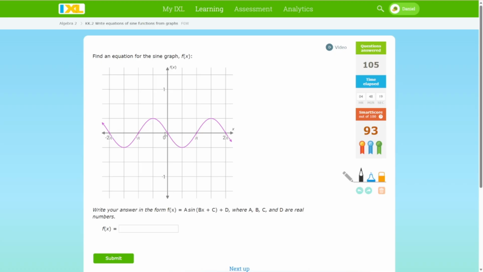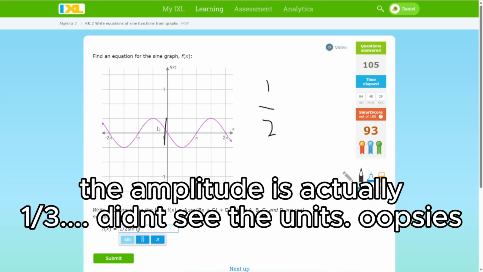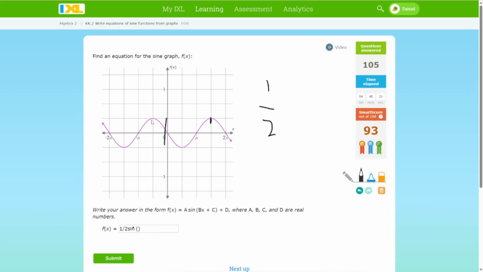We have another function here. The distance from here to here is 1. We got to do 1 divided by 2. That's 1/2. So 1/2 sine. Now we find the period from here to here. We could move it back just so it's easier. The period is 2 pi.